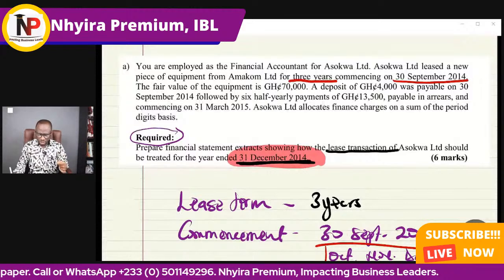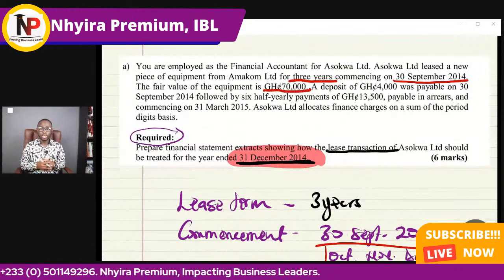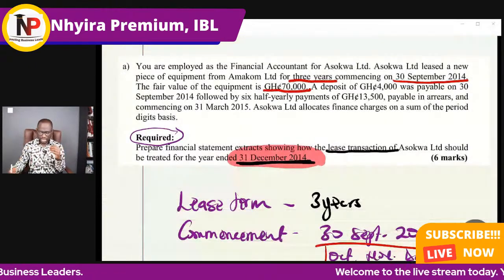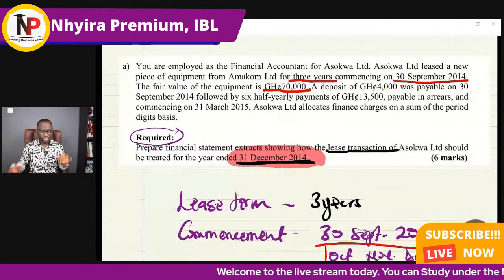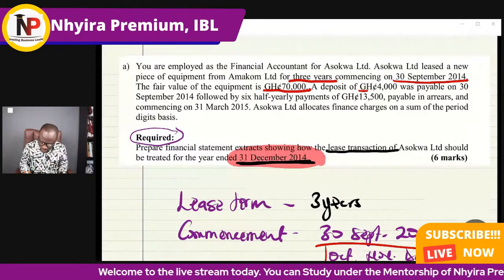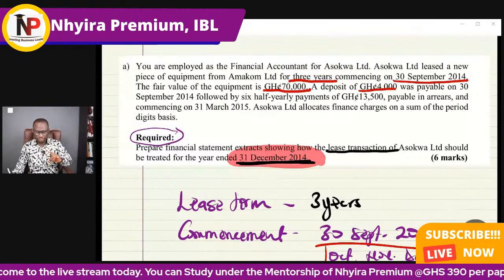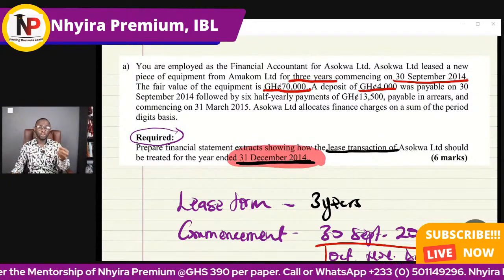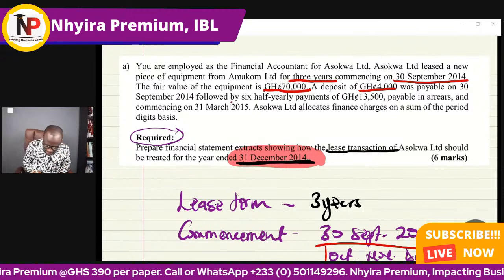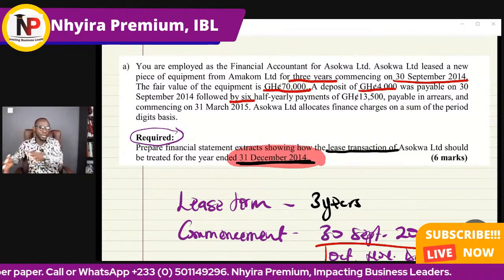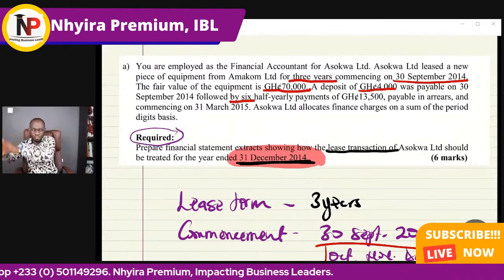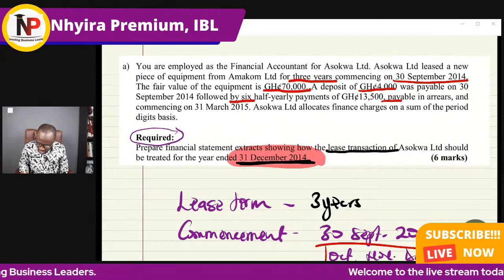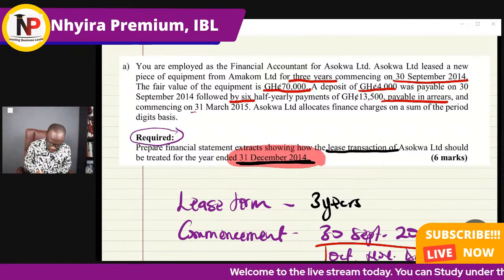2014, the fair value of the equipment is 70,000 Ghana cedis. It means that should ACCA Limited decide to buy the asset today, it is 70,000 Ghana cedis. But then look at what is going on here. A deposit of 4,000 was payable on 30th September 2014. So the day the entity entered into the contract, they made a deposit of 4,000 Ghana cedis, followed by 6 half-yearly payments of 13,500 Ghana cedis payable in arrears commencing on 31st March 2015.